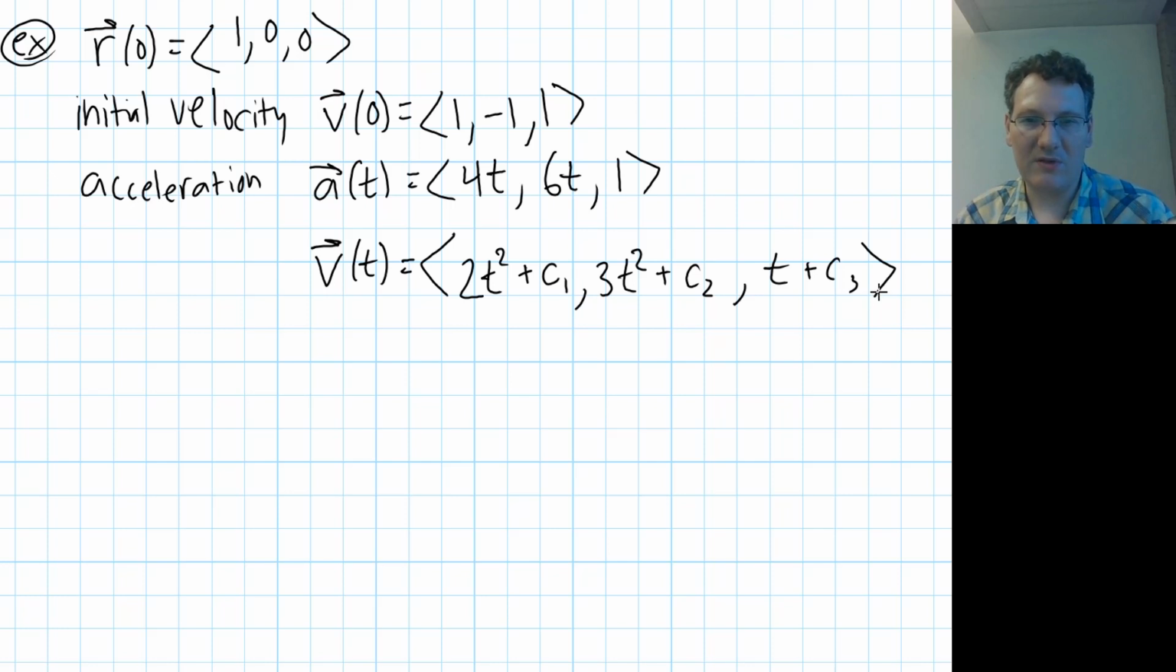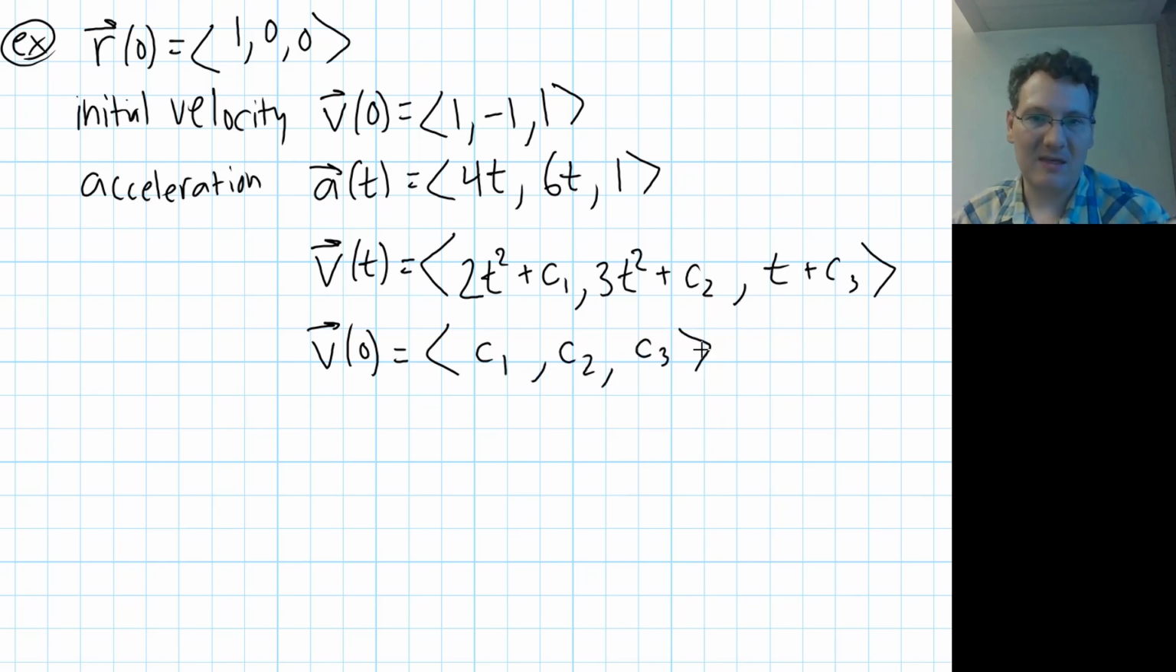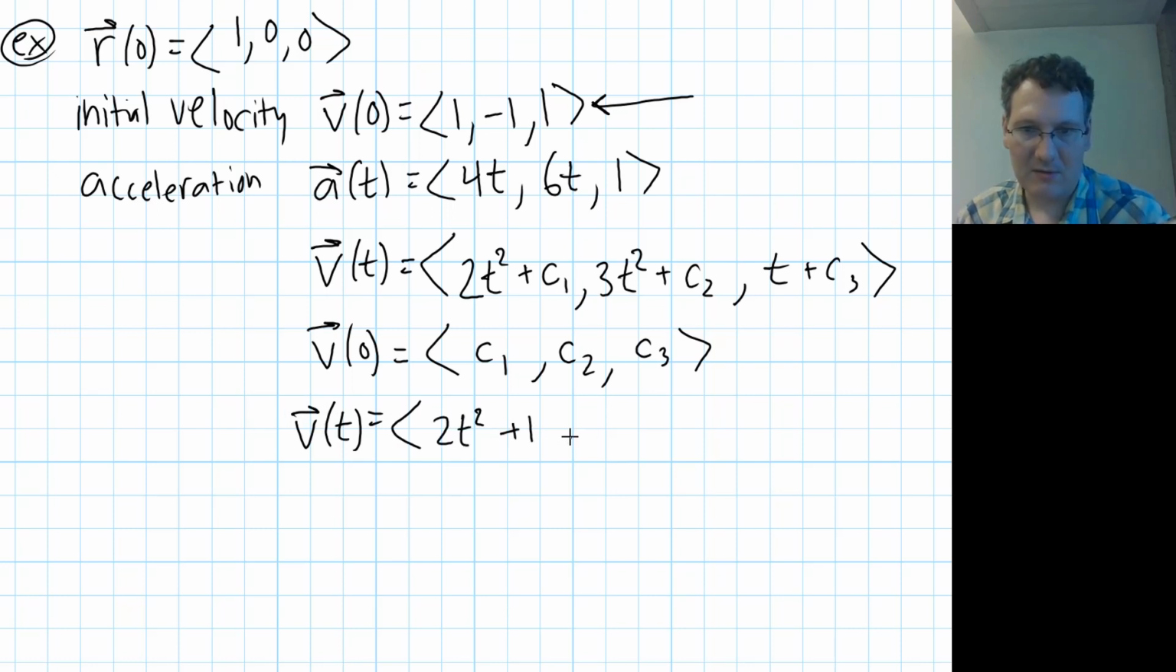Now, to find out what those c's are, I just plug in 0. V of 0 is going to be 0 plus, well, I'll just write it c1, comma, c2, comma, c3. And because I was given these starting conditions, that gives me those three constants. So in fact, v of t is 2t squared plus 1, 3t squared minus 1, and then t plus 1.